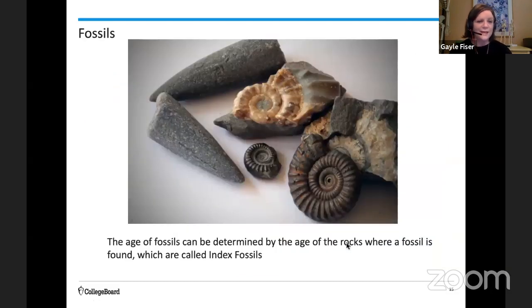All right, fossils. The age of fossils can be determined by the age of the rocks where a fossil is found, which are called index fossils. I wore my dinosaur doo necklace for this occasion. It's called coprolite, and I have a big rock in my classroom, which I can't get to right now, which is actually a fossil of dinosaur waste. And then I had this polished version on a necklace.